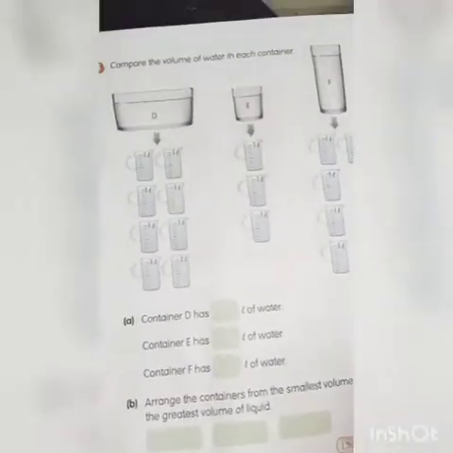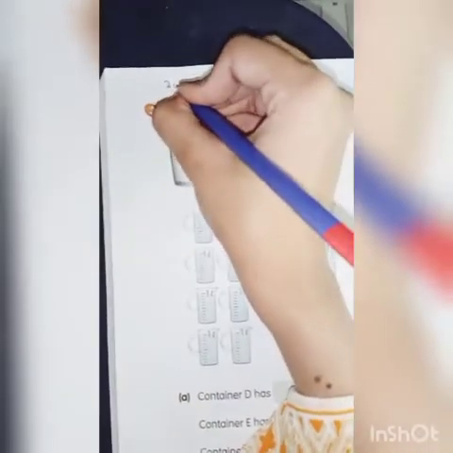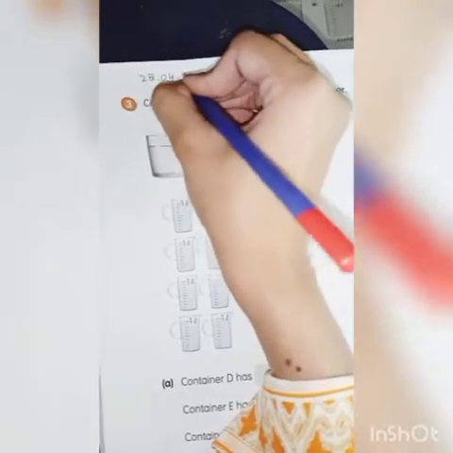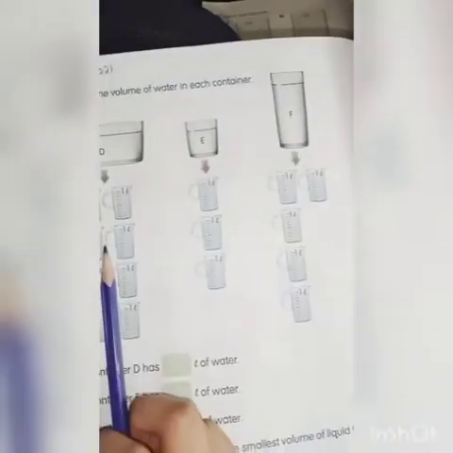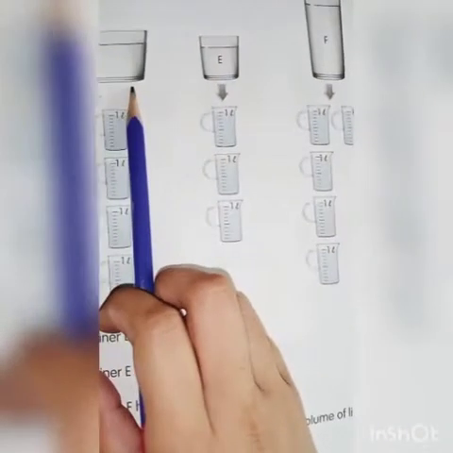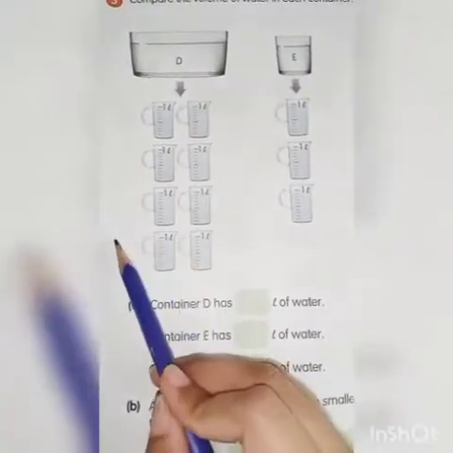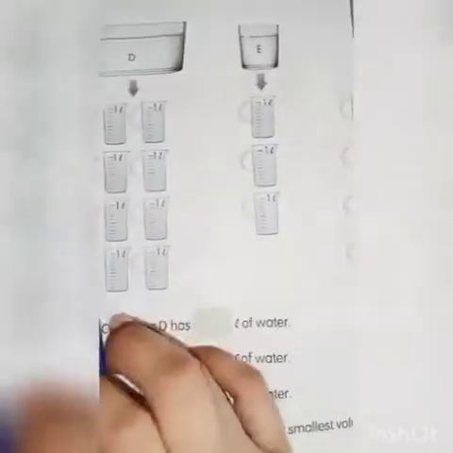Okay, level 2. Page number 296. Write the date first, which is 28 April 2021. Compare the volume of water in each container. Here we have to compare. Okay, in container D, how many liters do we have? 1, 2, 3, 4, 5, 6, 7, 8. Here we have 8 liters of liquid.